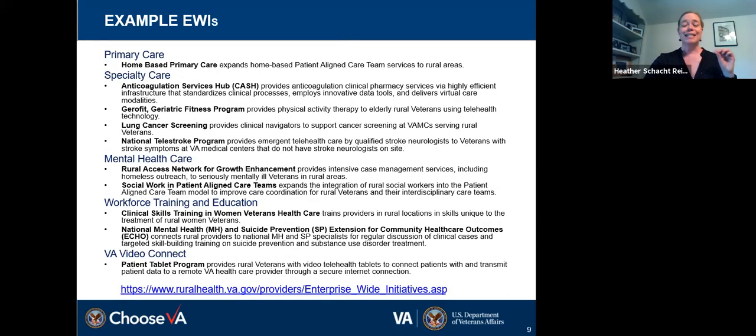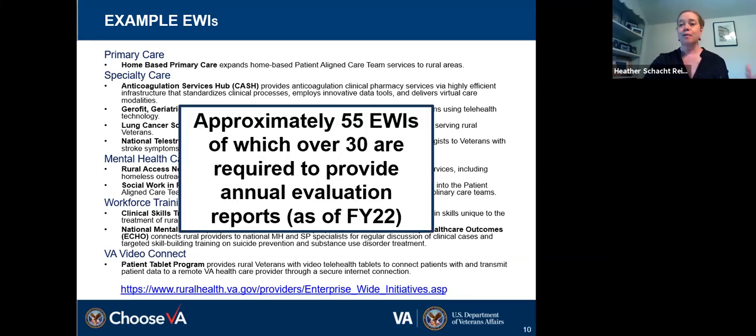This is just a sample of the EWIs that are out there. That link is live on the bottom, so when we distribute the slides, you'll be able to link to that to see all of them. Really, it's approximately 55 EWIs, of which about 30 are required to provide an annual evaluation as of 2020, so next fiscal year.